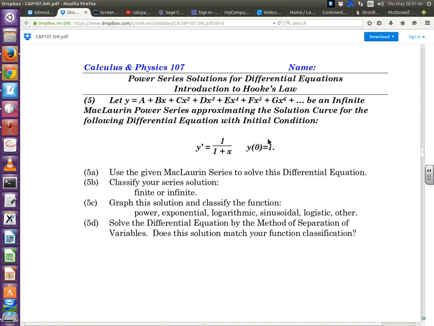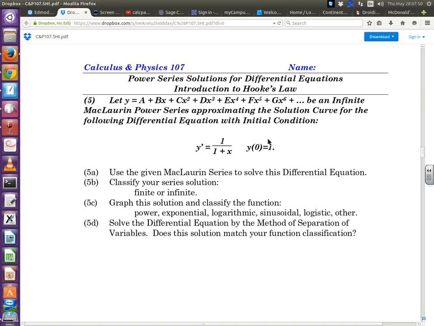Okay. All right. So let y equal a Maclaurin series, an infinite Maclaurin power series, approximating the solution curve for the following differential equation with initial condition. All right. So y prime is 1 over 1 plus x, and y of 0 is 1. Use the given series to solve this differential equation and classify it as a finite or infinite series.